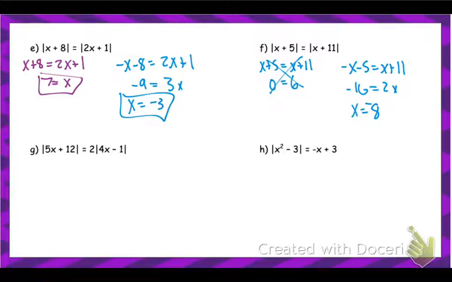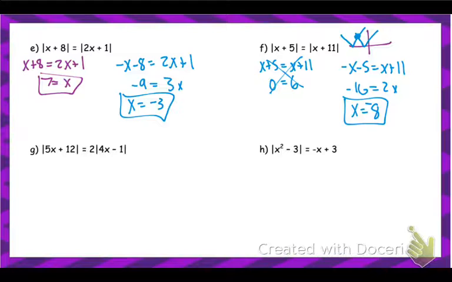So x equals -8. Plug that in, that does work. So we do have one solution here. Again, think about the graphs, okay? X plus 5, shifted left 5, x plus 11, shifted left 11. They have the same slope, there's only going to be one intersection point.